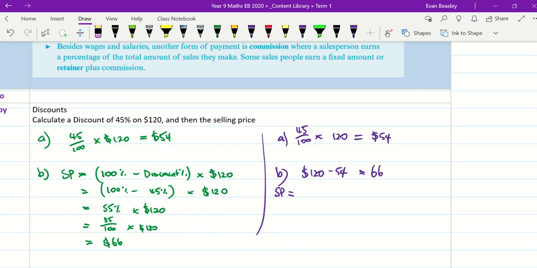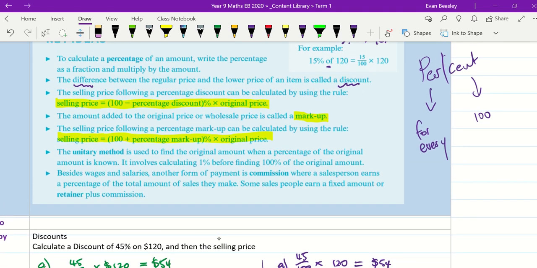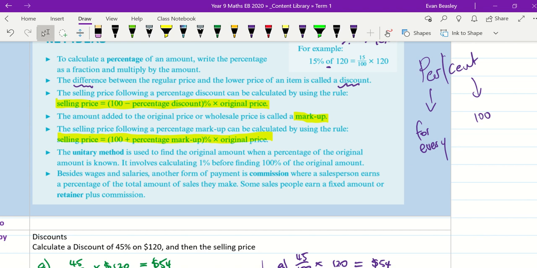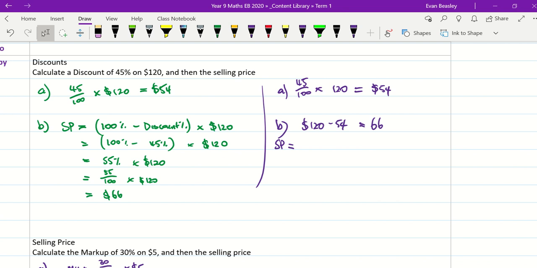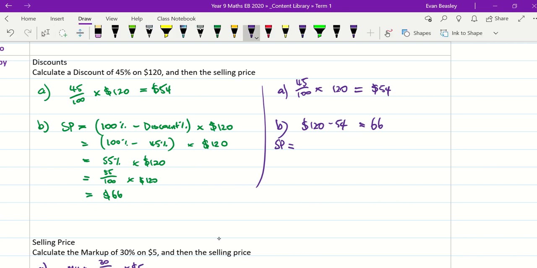So our formula for the selling price after a discounted price, remember, is 100%, take away that percentage discount, all in brackets, times the original price. So if I'm thinking here, 100% of $120 is $120. But I'm not going to pay 100% of $120. I'm only going to pay 100%, take away that 45%.